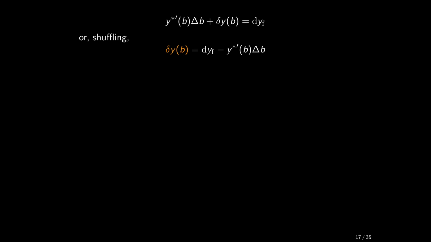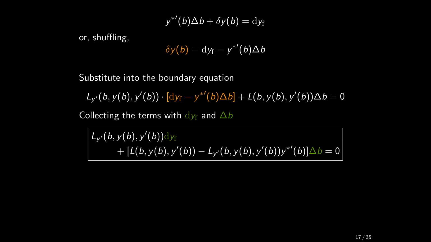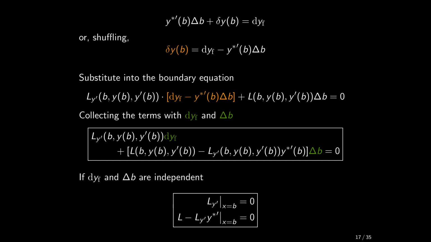But this is the guy that appeared in the new boundary condition that we derived a minute ago, right? We substitute it into that equation. Collecting the terms with delta y sub f and delta b, we get the ultimate form of the new boundary conditions, worth boxing. We can now specialize this major result for the situation when the final time and the final state are not related. The two expressions that are with delta y sub f and delta b must now vanish on their own.